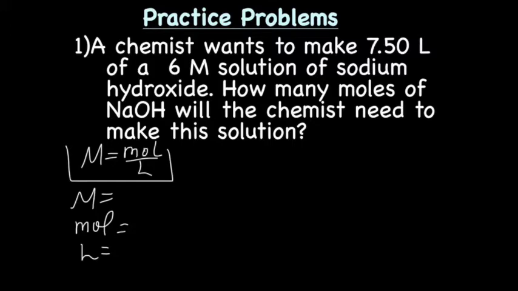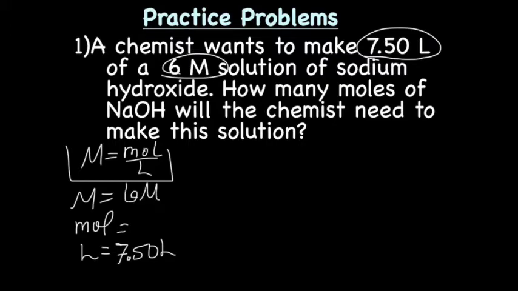A chemist wants to make 7.5 liters, well, that's liters, of a 6 molar solution. That goes with the capital M, 6M. But remember, we're solving a problem right now, so we're going to do this as 6 mole over liters. How many moles? That's our X, right? There you go.